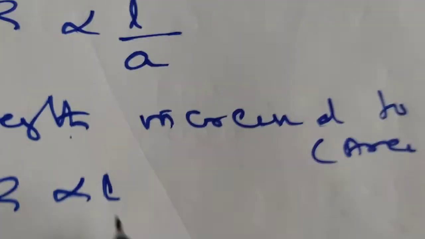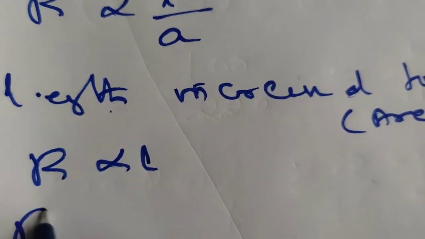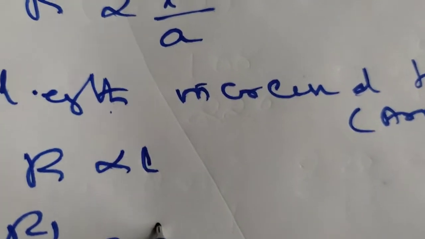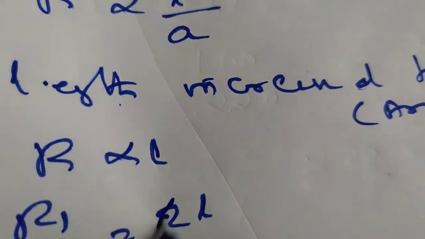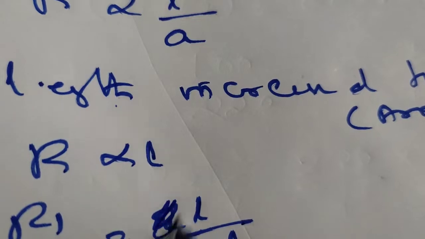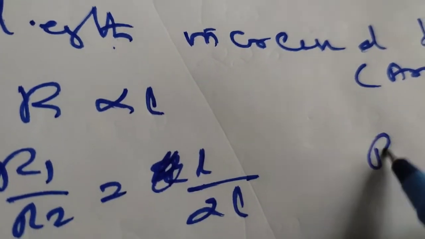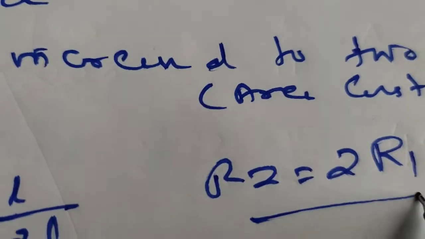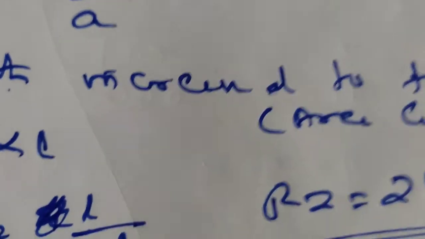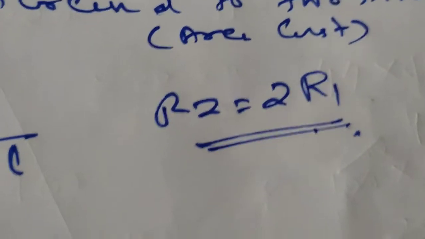Now in this case, R1 by R2 is proportional to L by 2L. So R1 by R2 is L by 2L. So R2 becomes 2 times R1. So you can understand, if the length is increased 2 times, the resistance becomes 2 times R1.